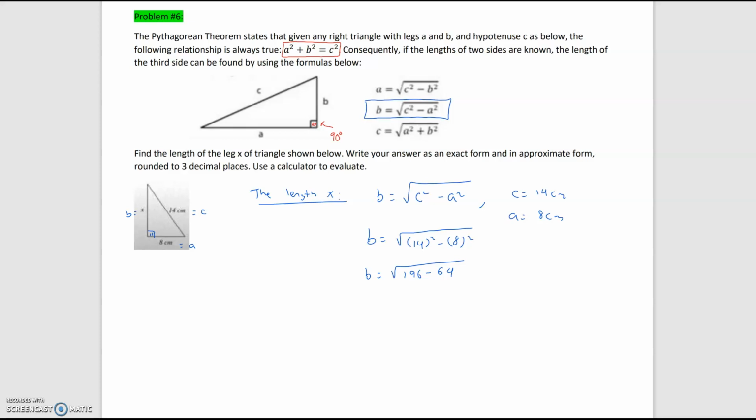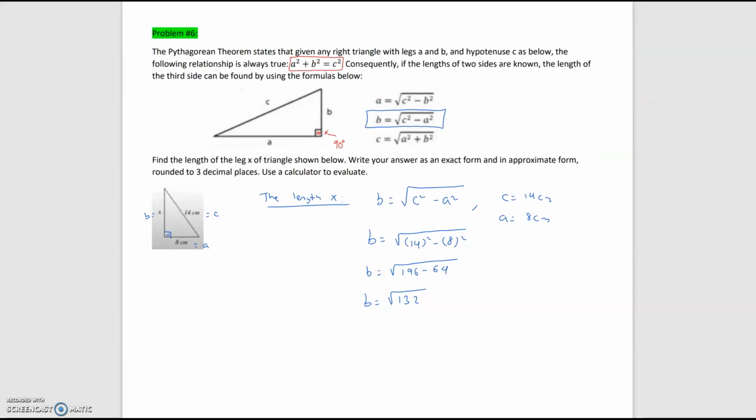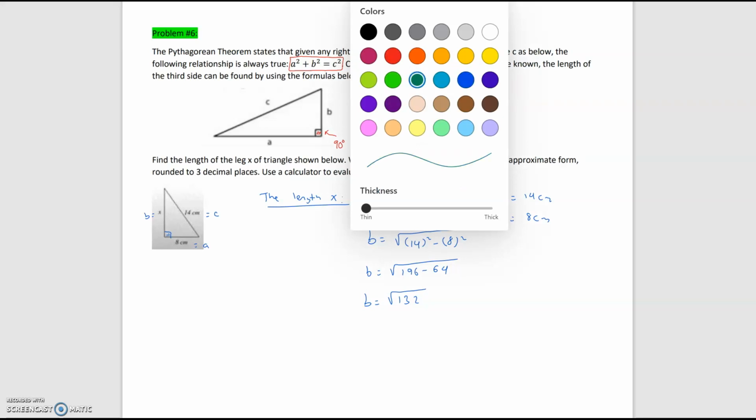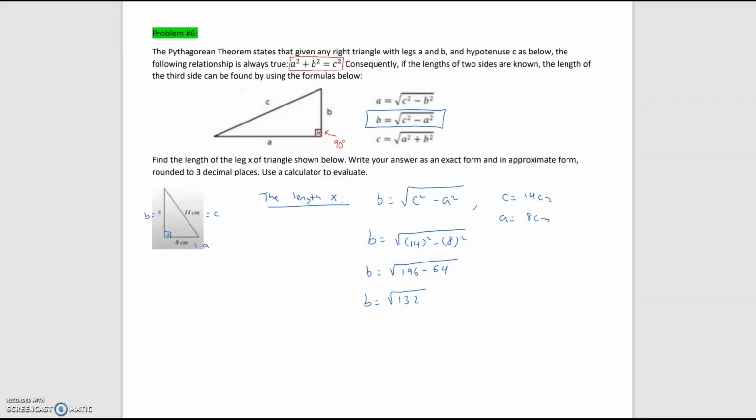So let me double check. 196 minus 64, we're going to get 132. So B is equal to the square root of 132. Now they do want us to evaluate it with the calculator, except that before we go down that route, we have to provide it as an exact answer.